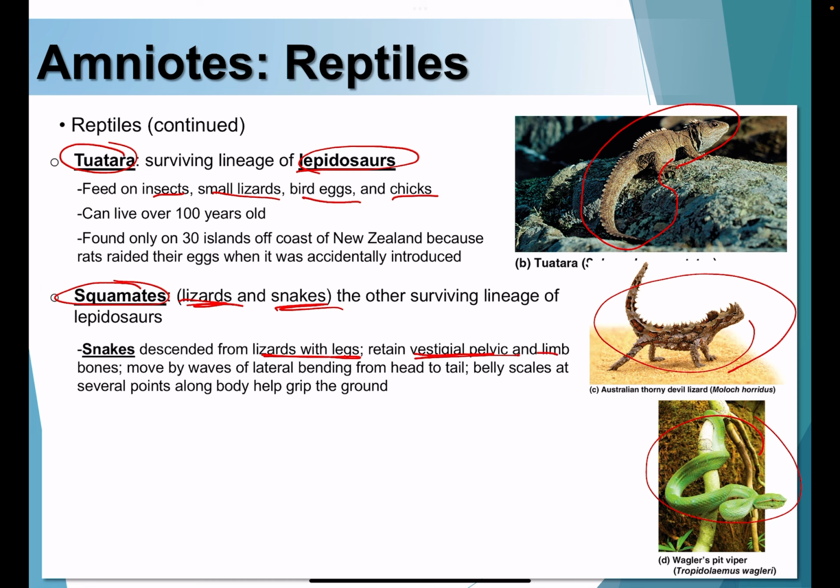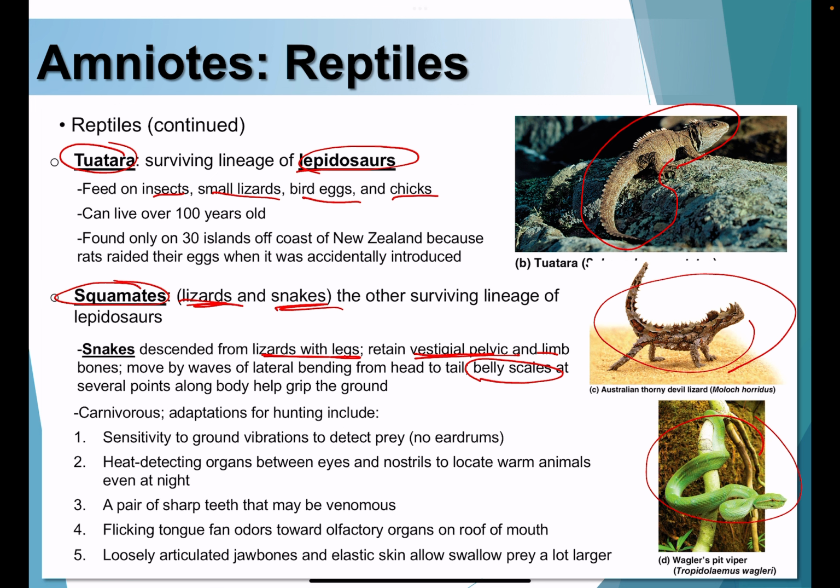The way snakes move is by waves of lateral bending from head to tail. And there are what's called belly scales at several points along their ventral side that help grip the ground. Or for some of those belly scales, they will lift the snake's body off the ground as well. If we're talking about what they eat, snakes are carnivorous. They eat meat, flesh, and they have a lot of adaptation for that mode of hunting, including being very sensitive to ground vibrations, just like how sharks were sensitive to water vibrations. Snakes are sensitive to ground vibration.